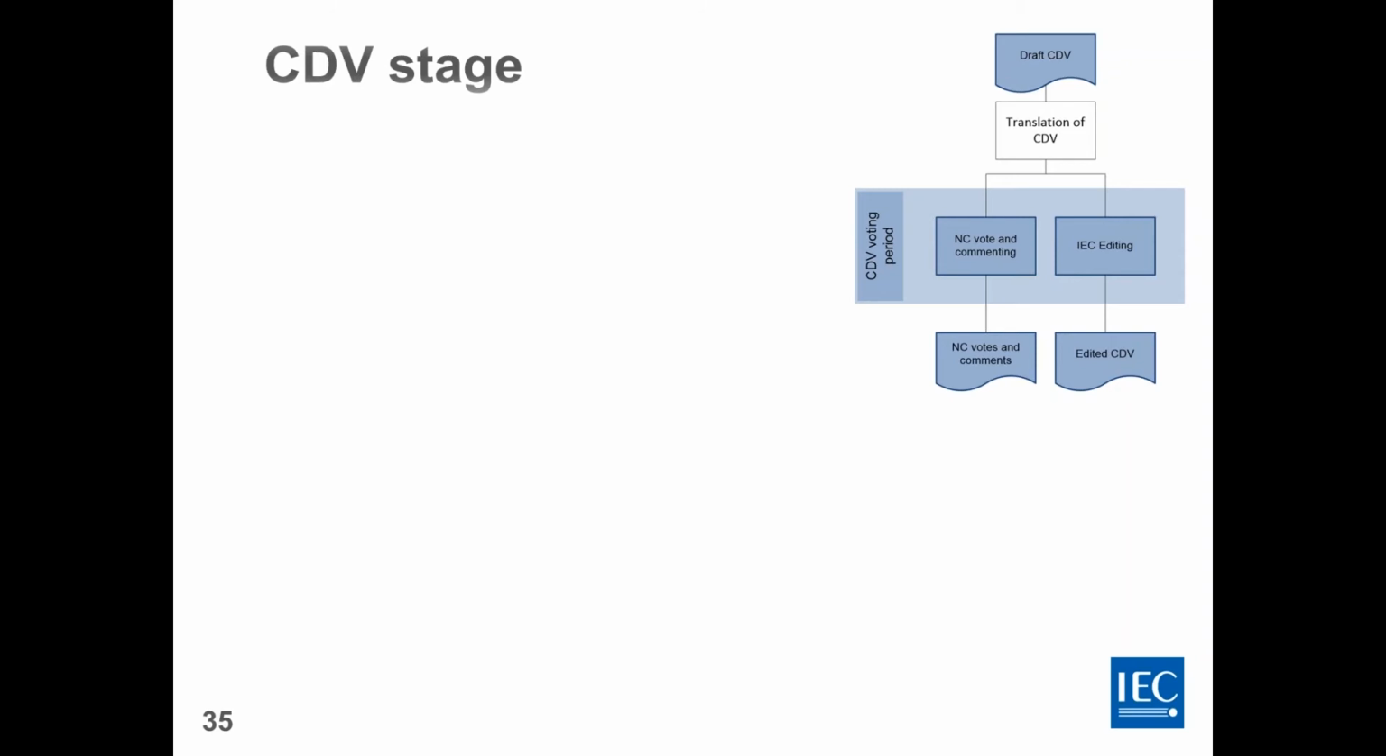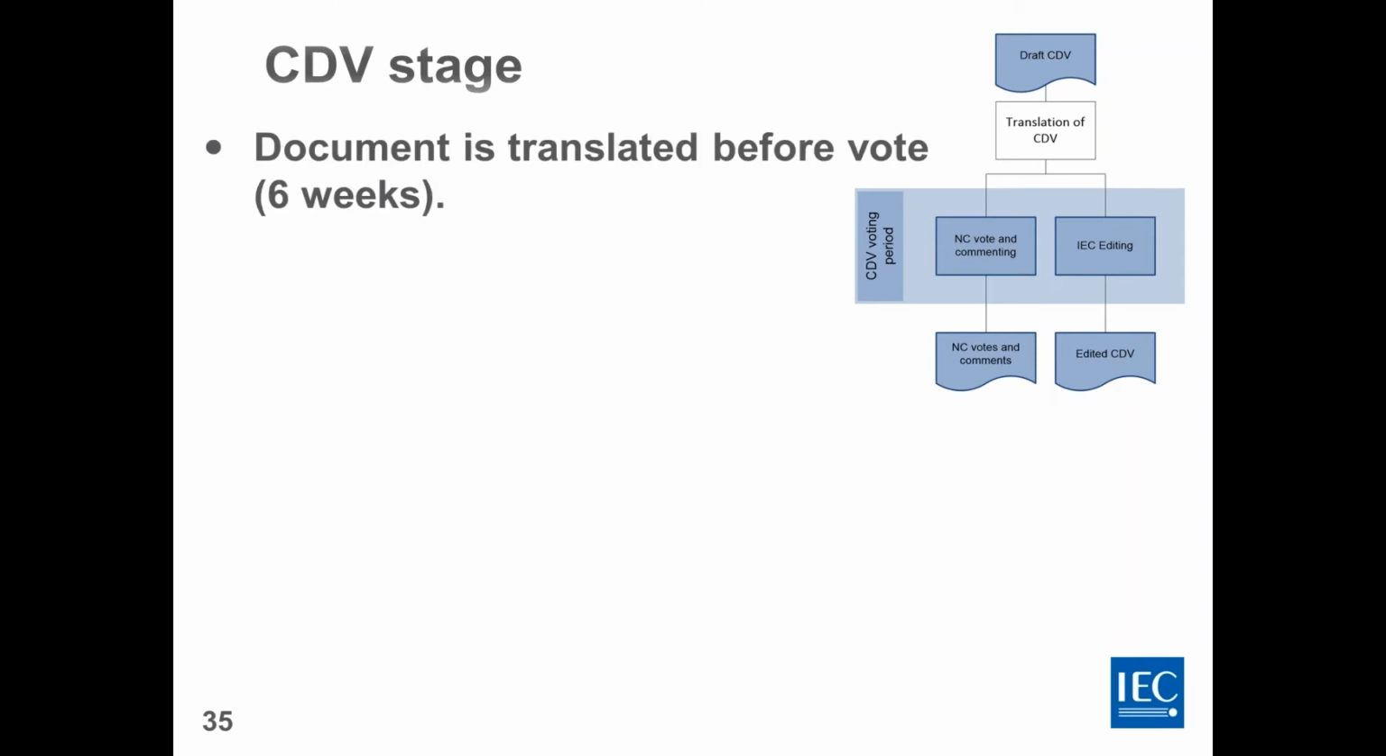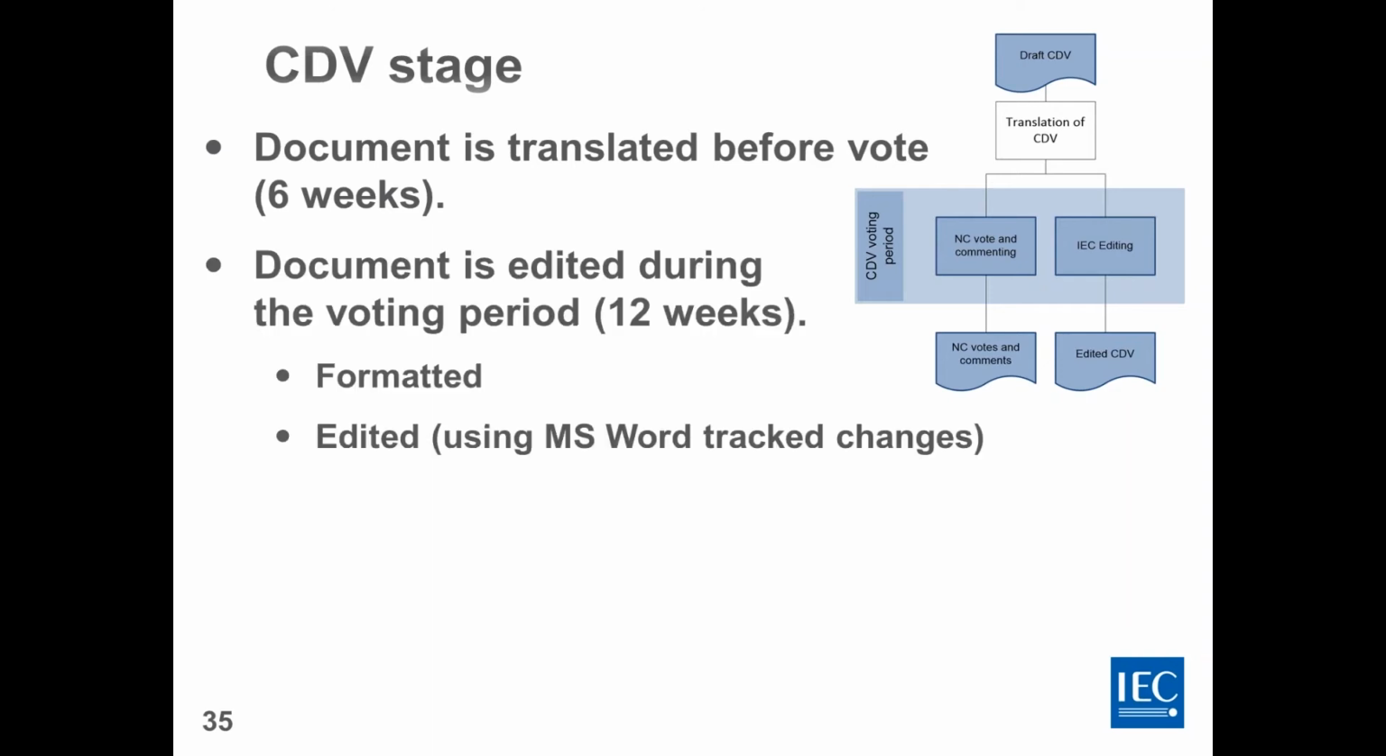Once these 6 weeks pass, the document is circulated for vote for 12 weeks. And whilst the document is being voted on by the national committees, the editorial services here at IEC will start working on the document in parallel. So we will format the document. So we receive the document, and our layout services will go through it and clean it up and ensure that the template and the styles have been applied properly. And then the document will be edited by the editors here, and they'll use Microsoft Word track changes mode.